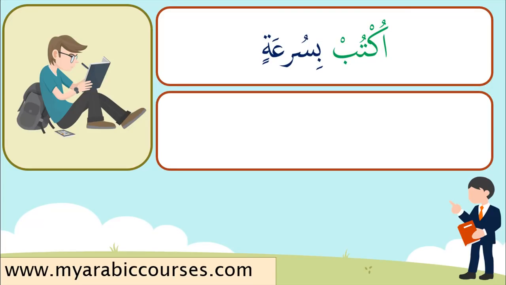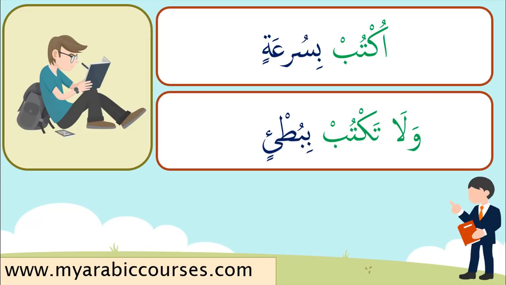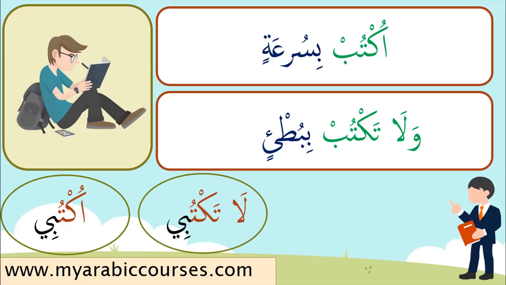اكتب بسرعة. Write fast. اكتب, write. بسرعة, fast. ولا تكتب بطيئا, and don't write slowly. لا تكتب, don't write, slowly. When you face a female, you say اكتبي, write. And you tell her لا تكتبي, don't write. You can see what indicates feminine there is yaa, which is attached at the end.